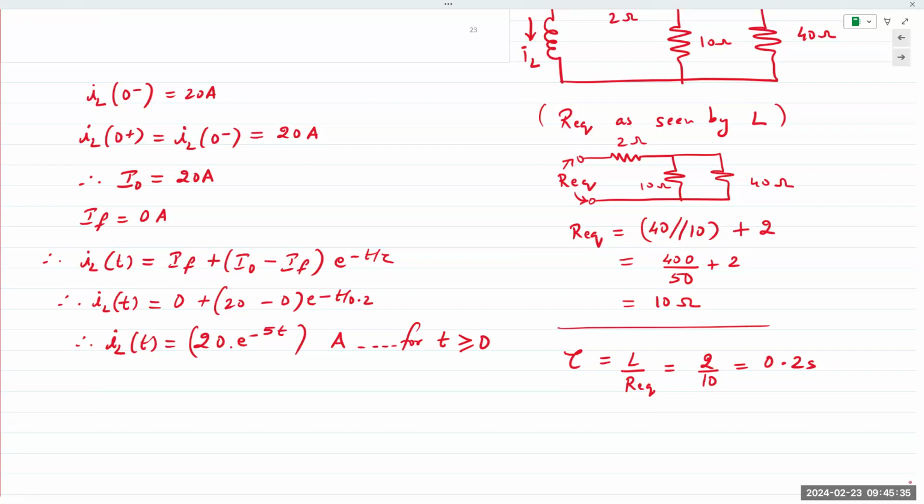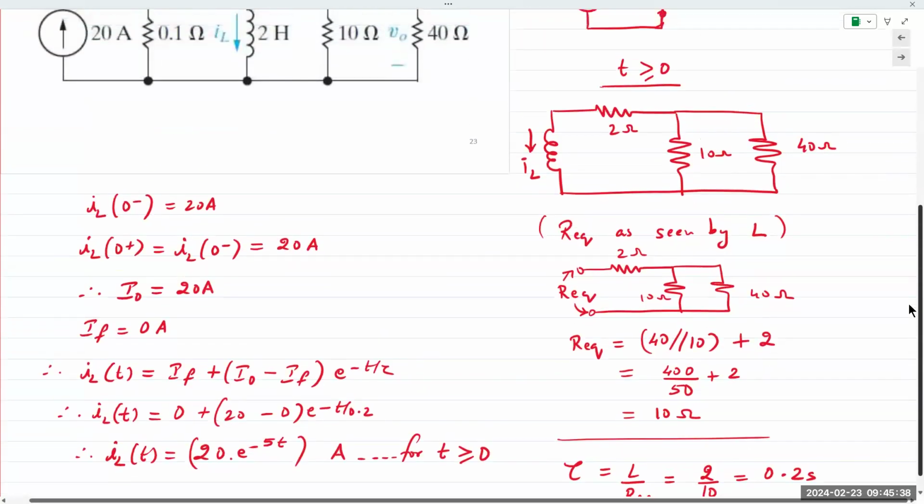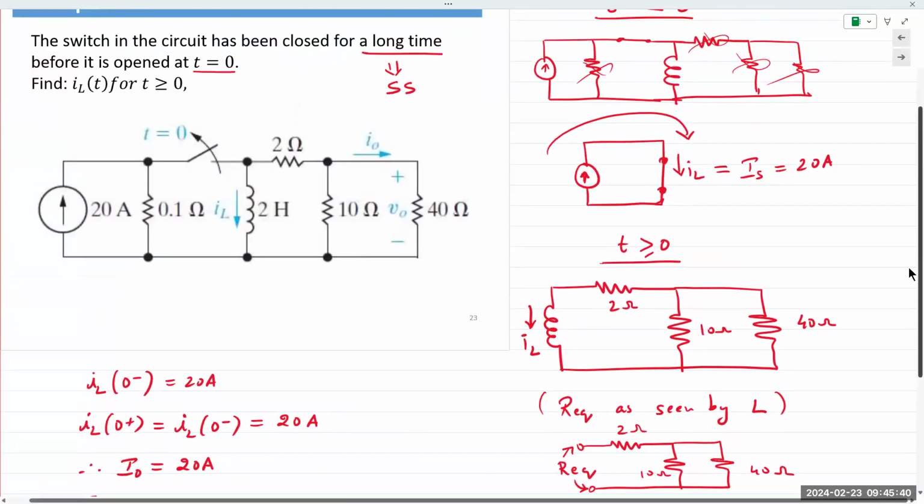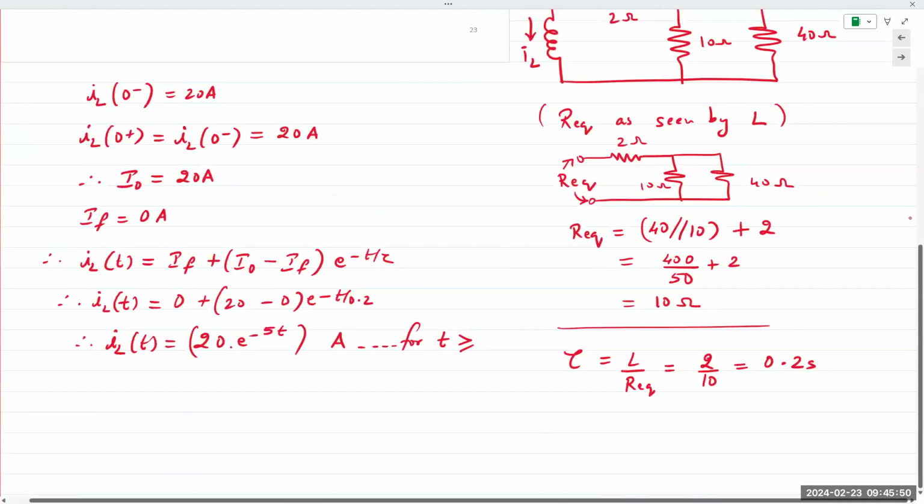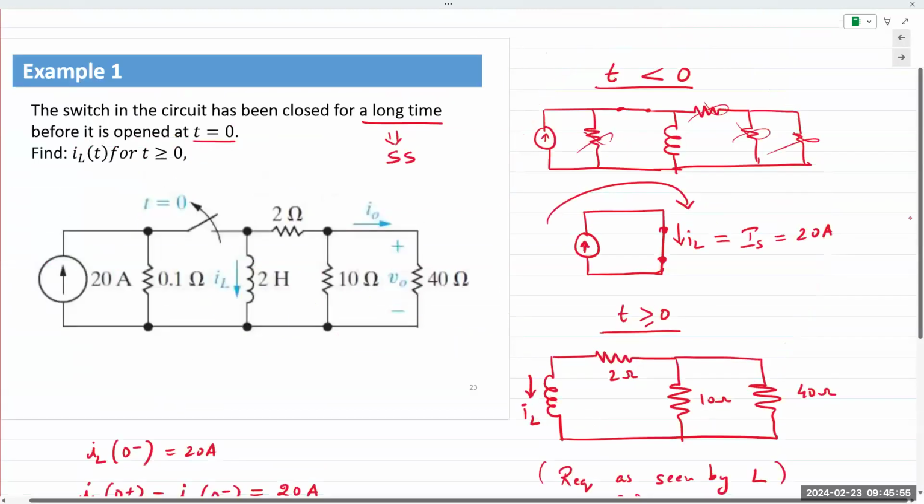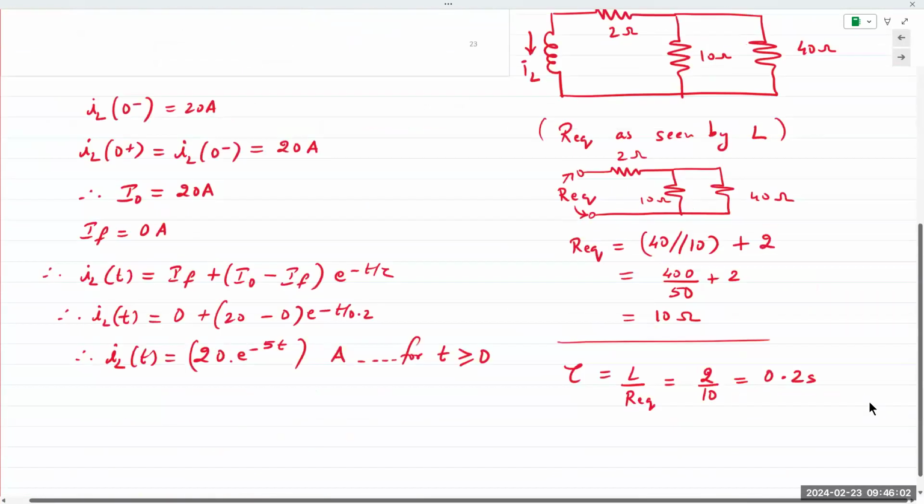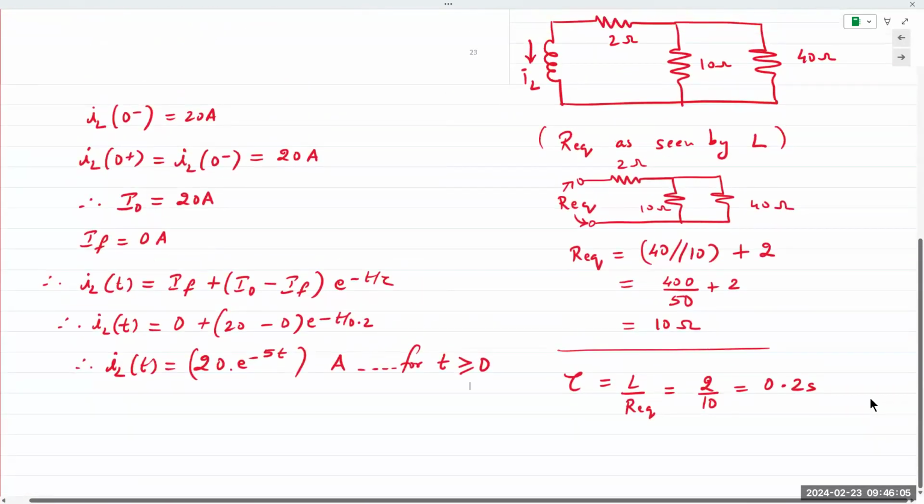The first step was to draw the circuit for time t less than 0 and time t greater than 0, which is right here. That allows me to establish the inductor current prior to the switch closing. So that sets up the inductor current to be equal to the source current, 20 amps.